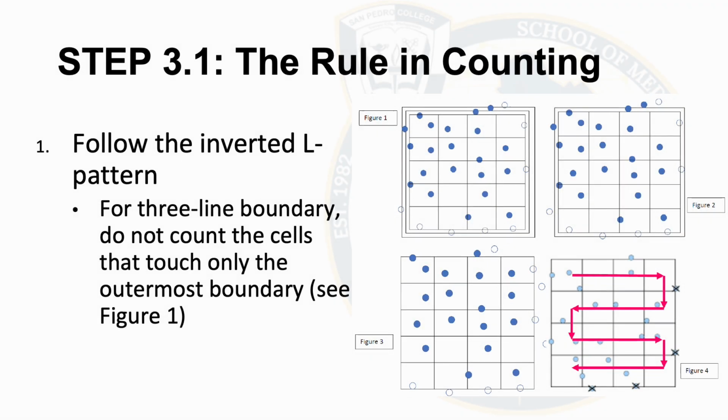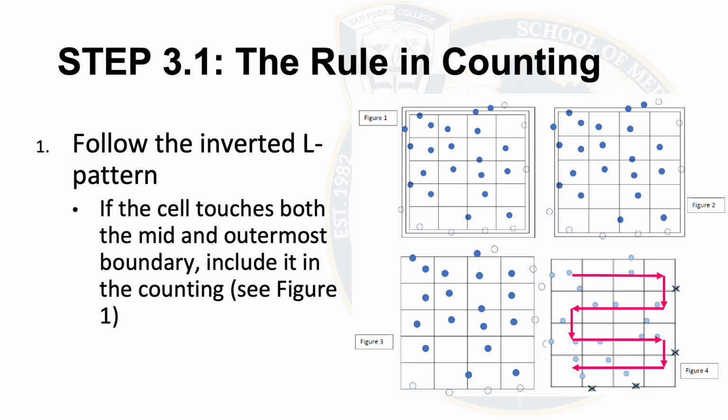So, WBC. Lalong-lalo na sa WBC kasi, if the cell touches both the mid and the outermost boundary, include it in the counting. So, as you can see here, no? So, merong tatlong line. 1, 2, and 3. So, tatlo siya. So, lahat ng cell na tumama sa second line and the inner line, kasali mo siyang i-count. But if nasa outer line siya, like pang tatlong line, hindi mo na siya kailangang isali.